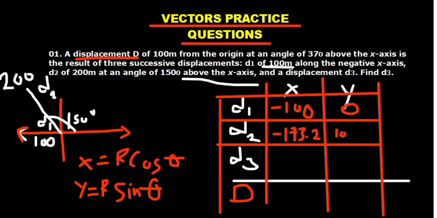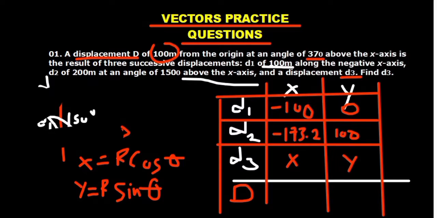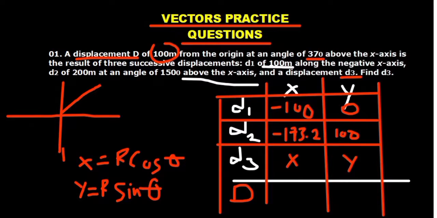Okay. Have we been given anything for D3? Nothing, and they want us to find it. So we can put any letters to denote what we want. We can say that is our X and that is our Y. Then the displacement itself has been given as 100 meters from the origin at an angle of 37 degrees. The angle has already been given to be above the positive x-axis. So let's try to show that. If you look at the xy plane, it's 100 meters at 37 degrees, so the angle is 37.